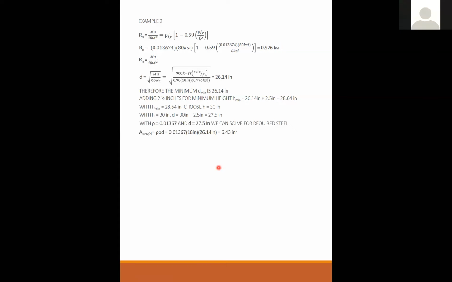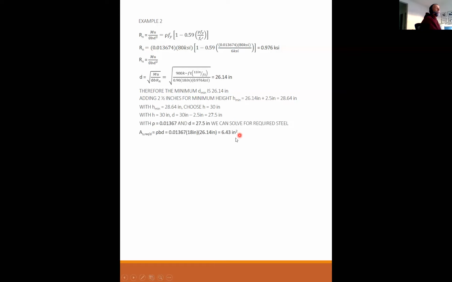Professor, are we telling the contractor 27.5 in this case, or 30? We are telling the contractor to build the beam 30 inches, but that's the bottom of the beam to the top of the beam. And then we're going to tell the contractor that I want the steel to be 2.5 inches up from the bottom of the beam, thus giving me D of 27.5. Right. Okay.